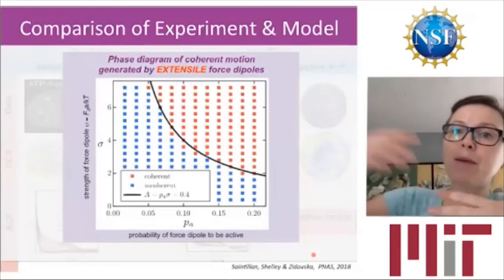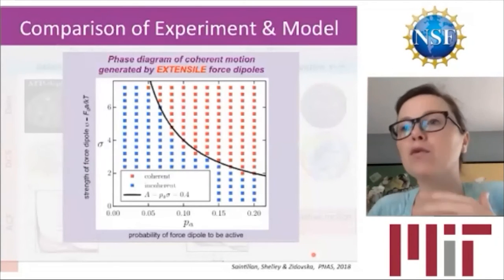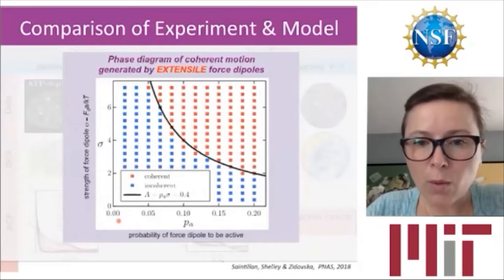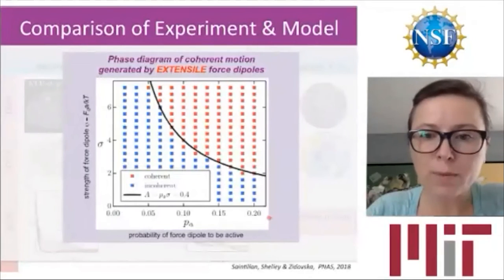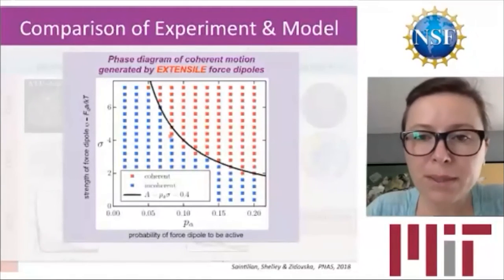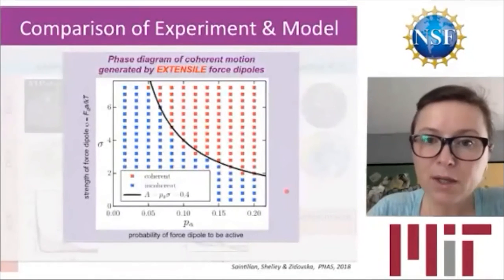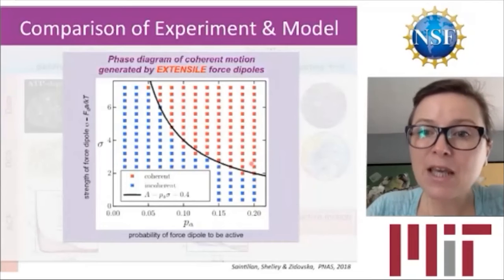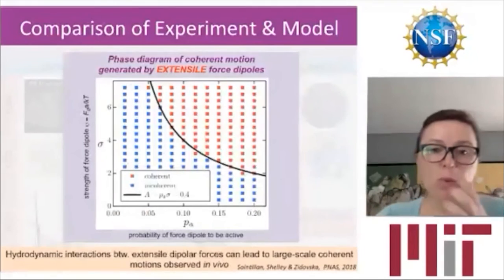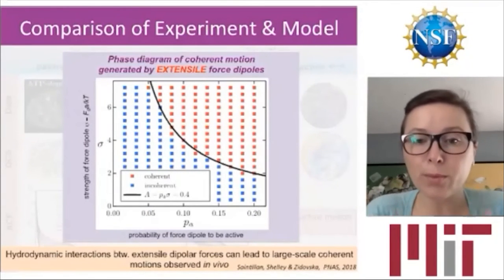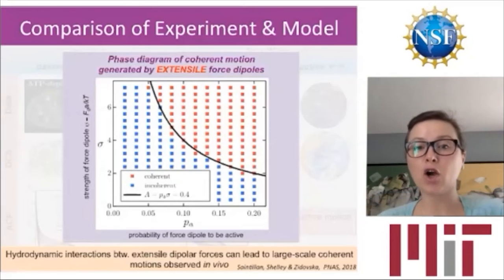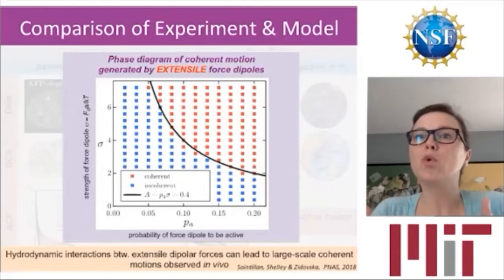We also performed the whole phase diagram, exploring how many of such dipoles you need and what their strength needs to be. Looking at the figure here, with the probability of a force dipole being active on the x-axis and the strength of those dipoles on the y-axis, you see a nice smooth boundary between non-coherent and coherent behavior. With many weak dipoles, you can achieve the same effect as with a few very strong ones, but the activity has to be extensile. So our model suggests that hydrodynamic interaction alone can cause extensile dipolar forces to generate coherent motion.